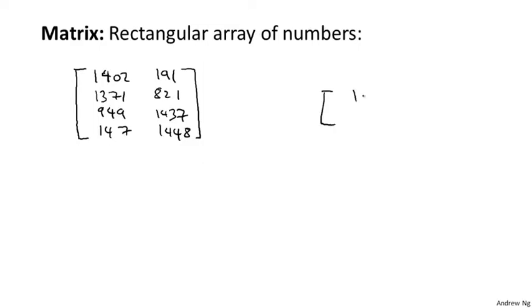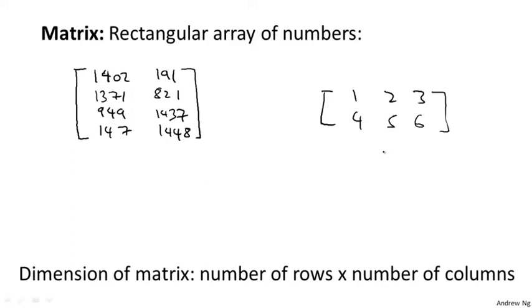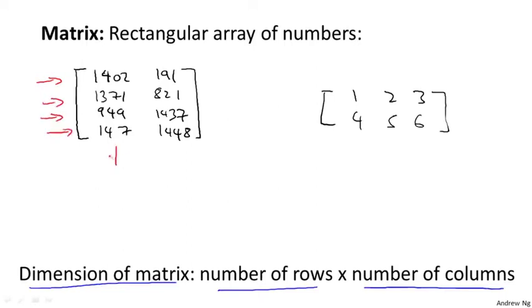And here's another example of a matrix. I'm just going to write 1, 2, 3, 4, 5, 6. So a matrix is just another way of saying a 2D or two-dimensional array. The other piece of terminology we need is that the dimension of a matrix is written as the number of rows times the number of columns in the matrix. Concretely, this example on the left has 1, 2, 3, 4 rows, and it has 2 columns. So I'm going to say this is a 4 by 2 matrix, okay? Because it's number of rows by number of columns, so 4 rows, 2 columns.